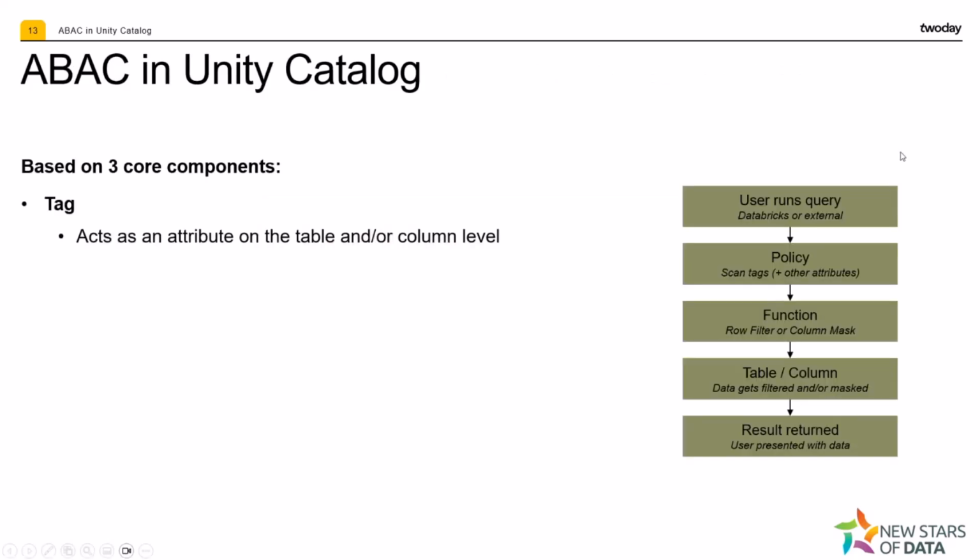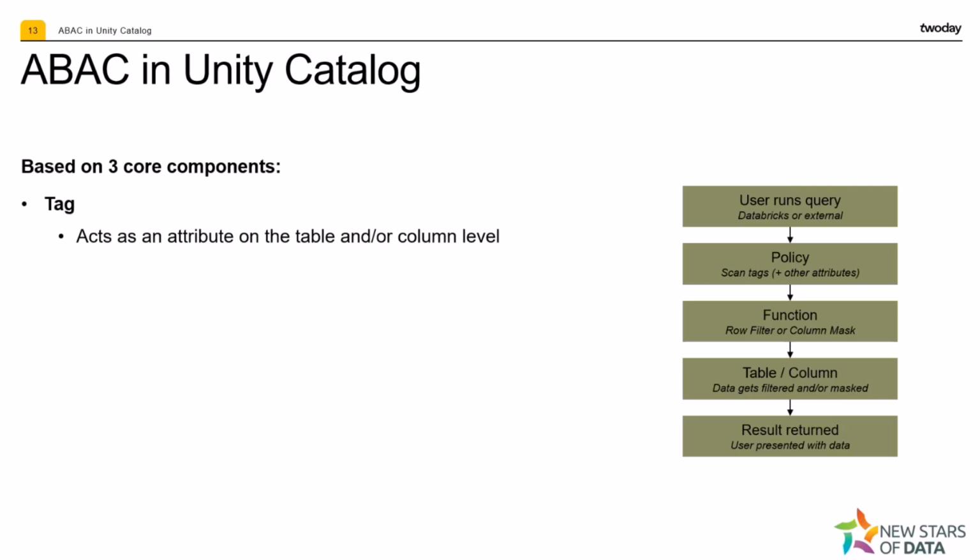So ABAC. What is it inside of Unity Catalog? ABAC consists of 3 components. The first one is tags, and tags have existed in Databricks for a long time. But the tags that you need to implement ABAC are a little different, and they're called governed tags. The main difference here is that a governed tag lives on the account level. So if you remember the object model before, it lives on the metastore level.